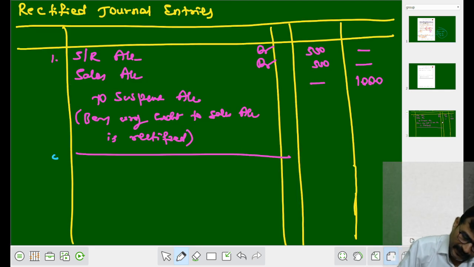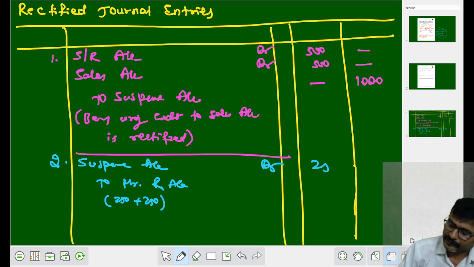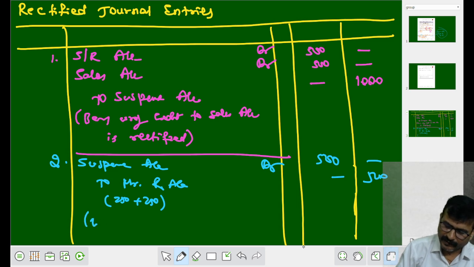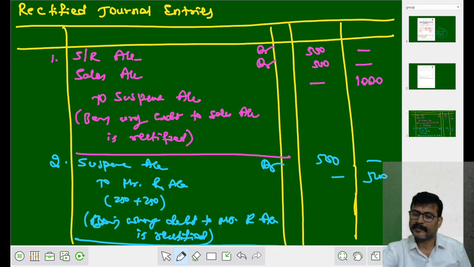Let us write the second entry. Suspense account debit to Mr. R account. 250 plus 250, it comes to 500. Being wrong debit to Mr. R account is rectified. Okay, fine. See the next one.